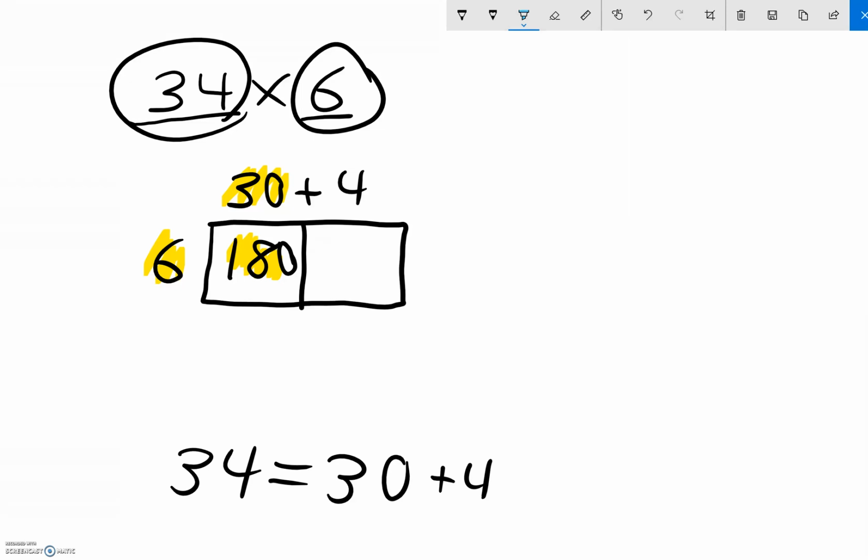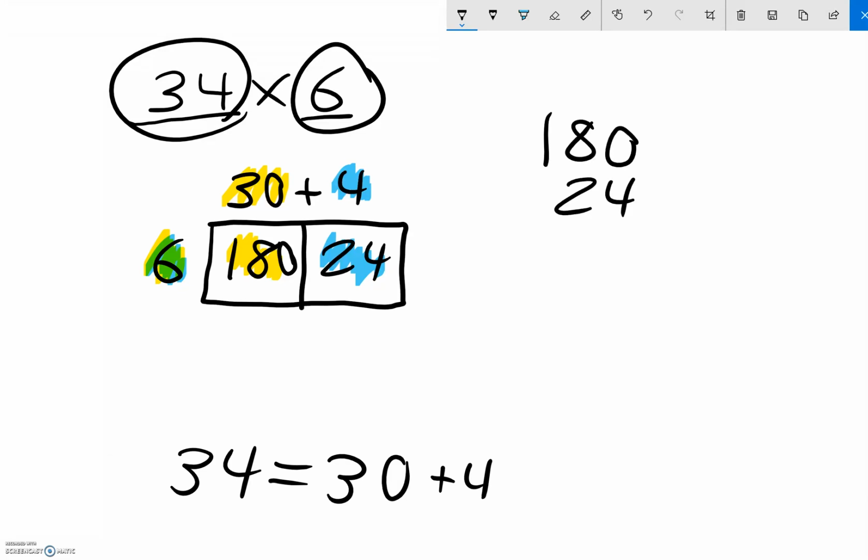Okay? Then, after that, I am going to next find out what 4 times 6 is. Okay? So 4 times 6 is going to go in this box here, and 4 times 6 is 24. Okay. My next step, my final step, is to add these two numbers. So 180 plus 24.